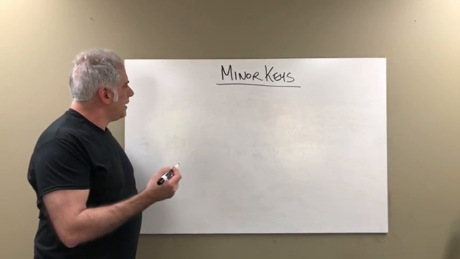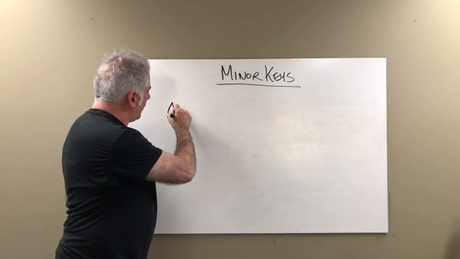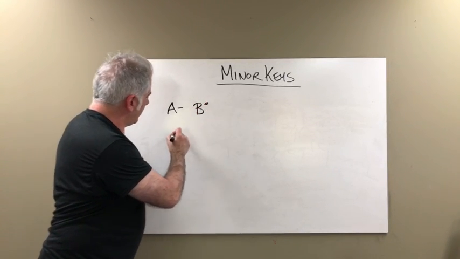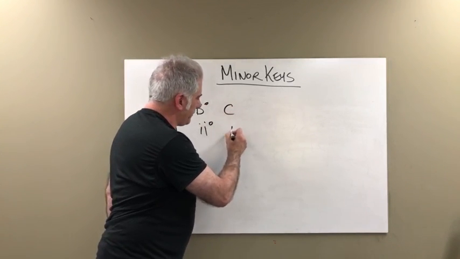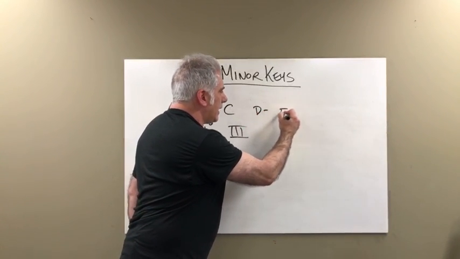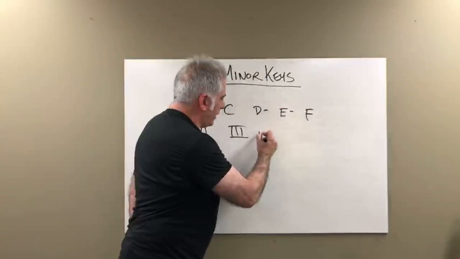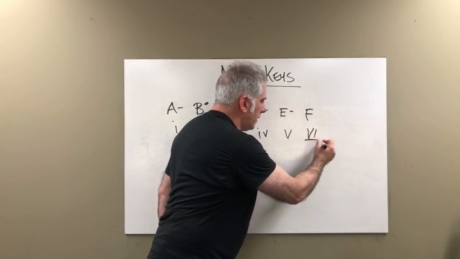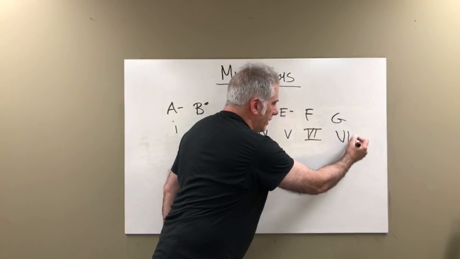So let's talk about a minor key here. I'm going to talk A minor. We'll start with it because it's easiest to know. If you're in the key of A minor, the 1 chord is going to be minor. The 2 chord is diminished. The 3 chord is going to be major, which would be C. Use a capital Roman numeral for that. Then you've got D minor, E minor, F major. So 4 is minor, 5 is minor, 6 is major, and your 7th chord, G, is going to be major.